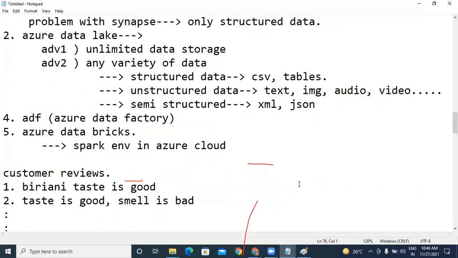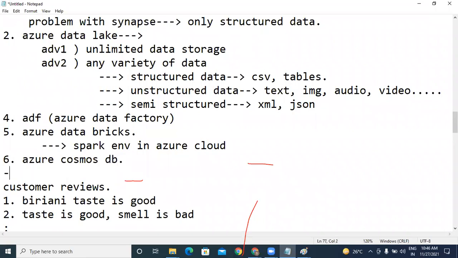This is also important nowadays for data engineers. Azure Cosmos DB. Does anyone have an idea about it? It's a Microsoft NoSQL database. Exactly, sir.